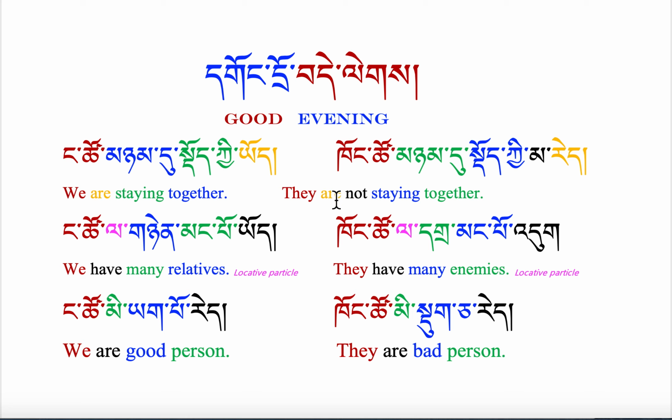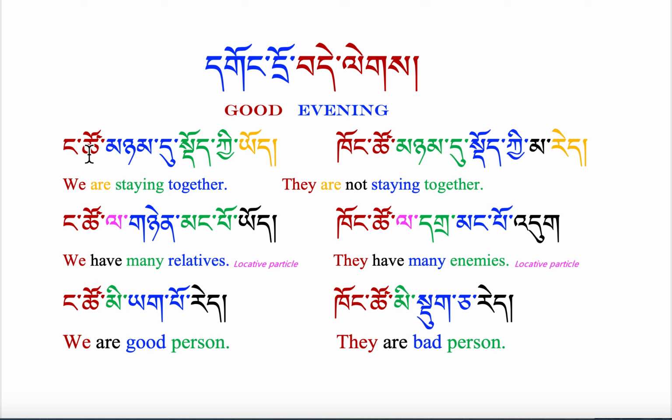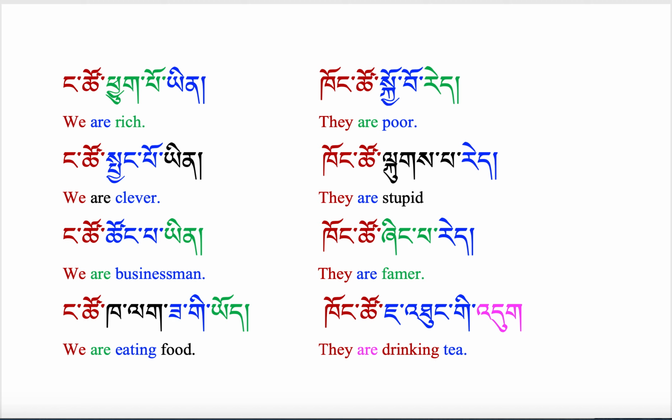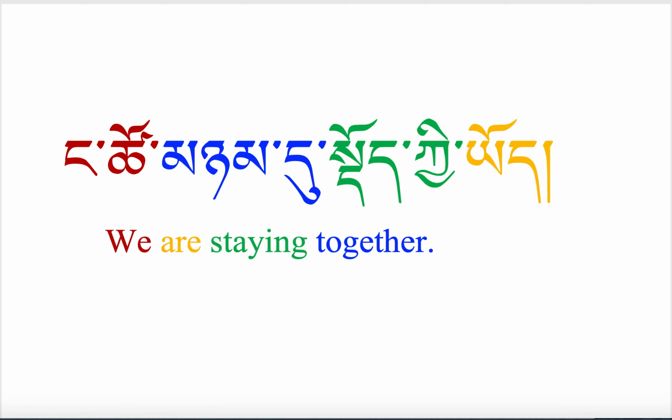Today I'm trying to focus mostly on nganzo, which is we, and gongzo, which is they. So I'm trying to focus more on these sentences. Let's go through each sentence. I have made it the same as before, here are our sentences. Now let's go through each sentence in more detail.